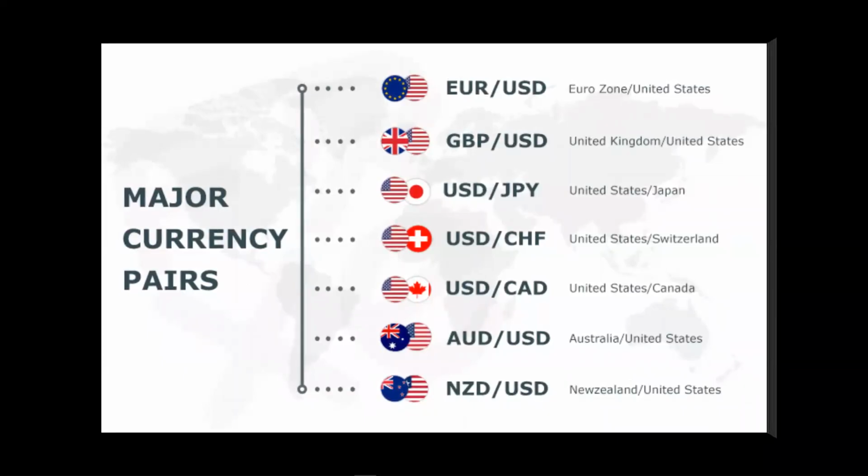Major currency pairs simply mean that all these pairs contain the US dollar on one side, either on the base side or the quote side. They are the most frequently traded pairs in the Forex market. The majors generally have the lowest spread and are the most liquid.